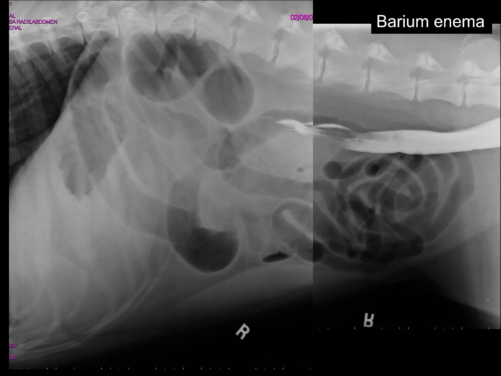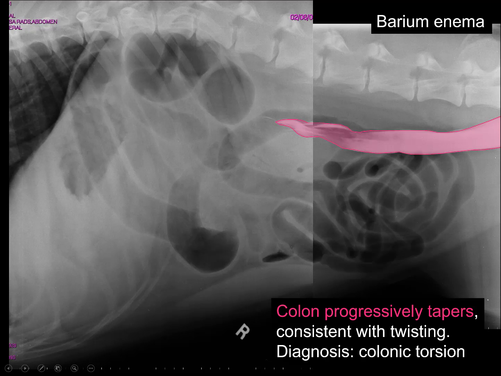The colon has twisted on itself, and so thus almost certainly all of these larger loops up here are actually colon, cranial or orad to the obstruction that's this twist. And then again, you get the impression that there is actually a twisting of the lumen there. So this dog needs to go to surgery.